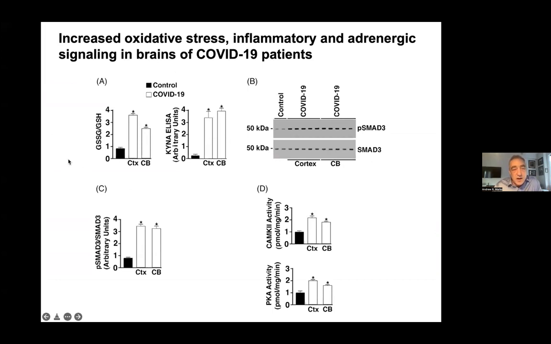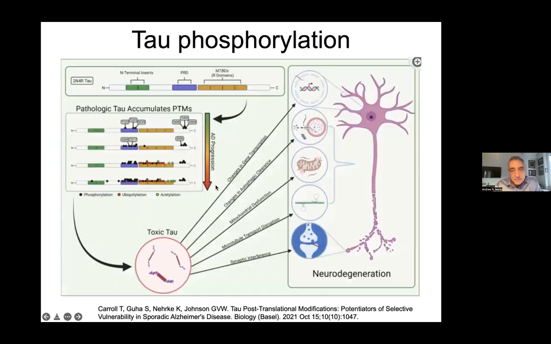But there was evidence of increased inflammation and oxidation. So for example, the GSSG to GSH ratios were increased in cortex and cerebellum. Kynurenic acid, a marker for inflammation, increased as well in cortex and cerebellum. There was activation of the phospho-SMAD signaling pathway in the COVID-19 patient brains, as shown here. And CaM kinase II activity and PKA activity were also increased in these COVID-19 patients.